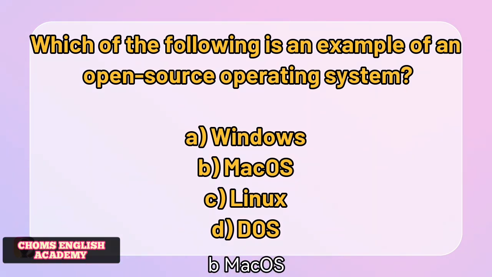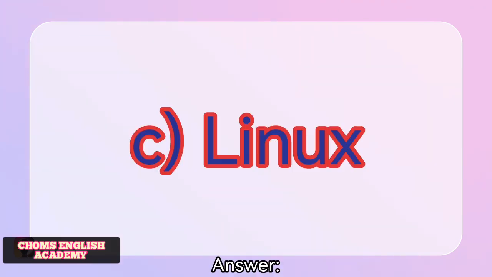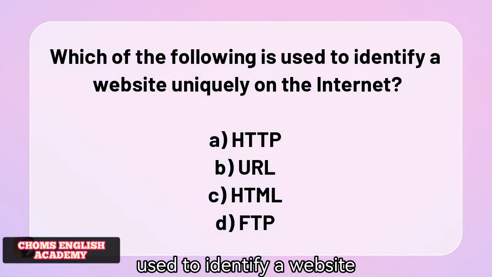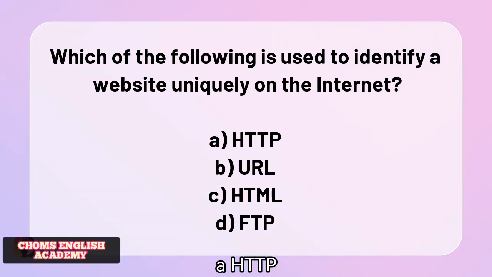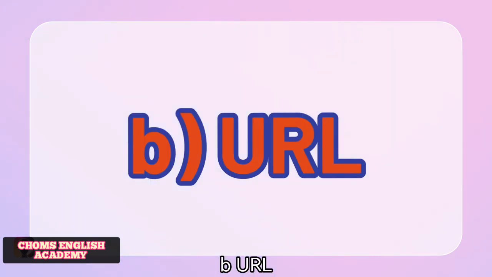A. Windows. B. Mac OS. C. Linux. D. DOS. Answer. C. Linux. Which of the following is used to identify a website uniquely on the Internet? A. HTTP. B. URL. C. HTML. D. FTP. Answer. B.